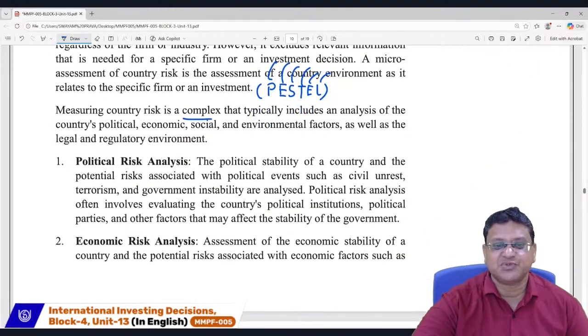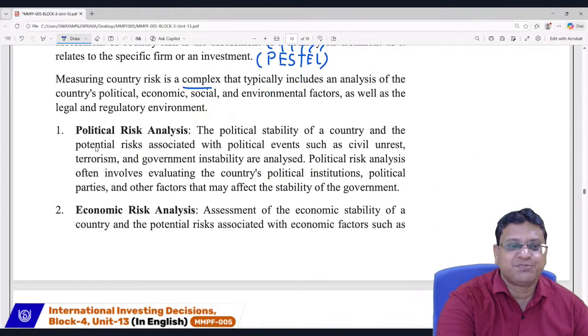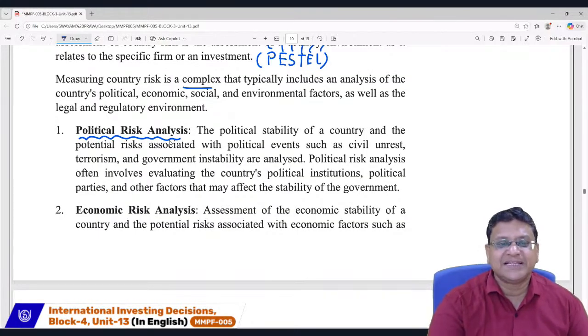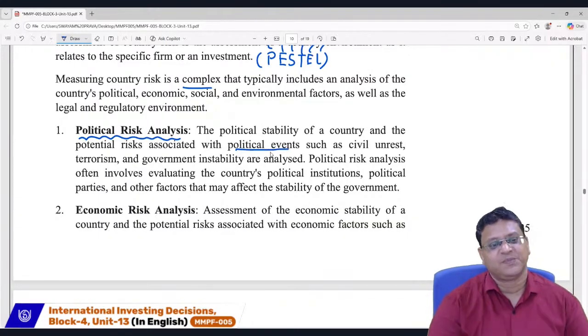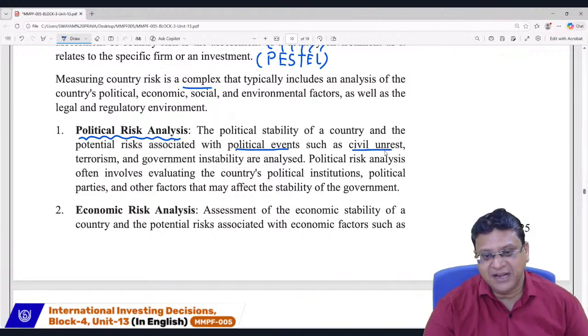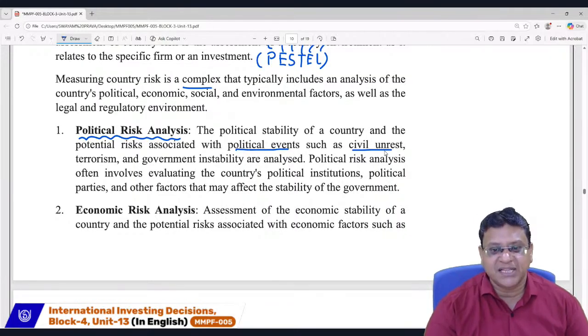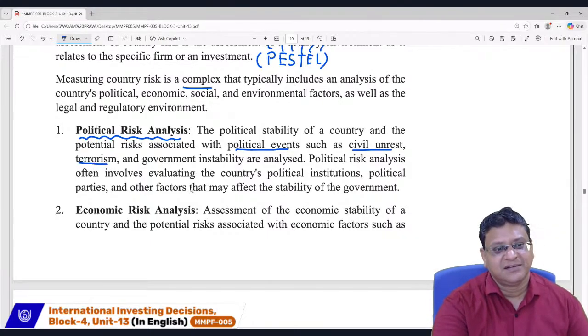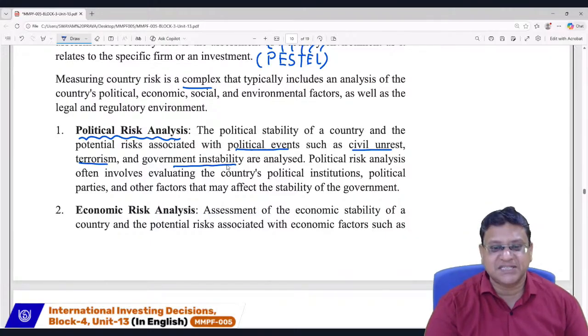What are the PESTEL factors? Political risk analysis. First we have to do political risk analysis. What are the factors you have to consider while analyzing political risk? The political risk is associated with political events. What are the political events occurring in a country? Like civil unrest. You can see in Bangladesh there is civil unrest. In Sri Lanka there is civil unrest. Terrorism. In Afghanistan there is huge political risk because of terrorism. Government instability. In Pakistan there is government instability. These are the things which increase the political risk of a country.